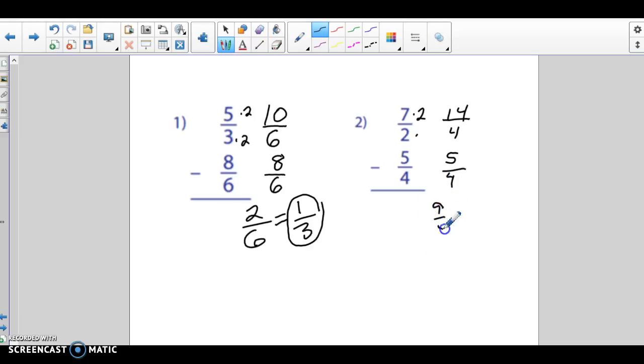9 fourths. What's wrong with this? It's improper. Good, yeah. So we actually have 2 groups of 4. 4 and 4 is 8, so we have 2 wholes and 1 left over. What do we do to the final answer? Circle it. All right. Fist of 5. How are we feeling now?